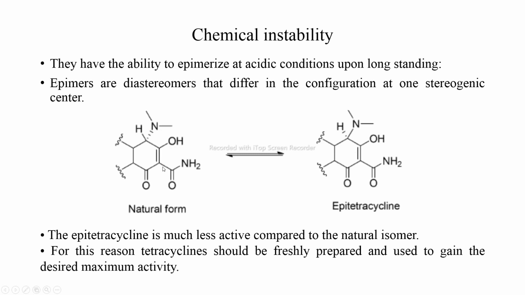Otherwise everything is the same. Whatever epimer is formed is less active as compared to the natural isomer, and hence tetracyclines are freshly prepared. If tetracycline comes in contact with any acid, its epimers are formed. Once the epimers are formed, those epimers are less active as compared to the natural form, and hence these tetracyclines are freshly prepared to gain the maximum activity.